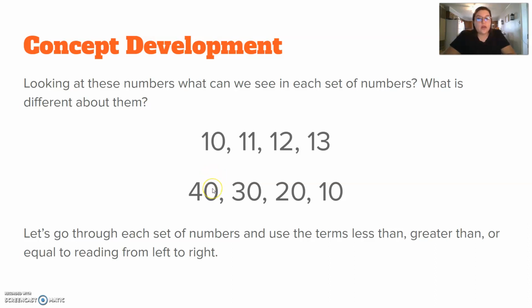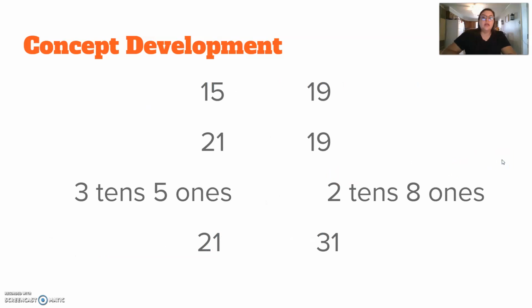So, and again, this is a pattern because it's going down by 10, so we're going to be using the same phrase. So, 40 is greater than 30. 30 is greater than 20. 20 is greater than 10. Good job. So, moving on. Now we're going to put the phrase in between each set of numbers. So on that top set of numbers, you see 15 and you see 19. Is 15 greater than, less than, or equal to 19?